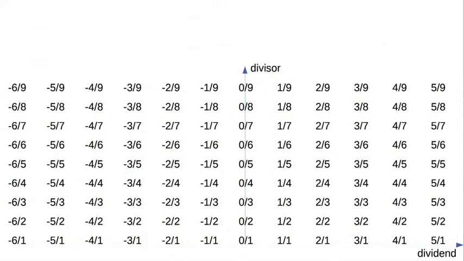We can see from left to right the dividend, which I previously called the numerator. Dividend is just the Latin term for it, is increasing by 1. And on the other axis, the divisor, or the denominator, is increasing by 1. So we get something similar to a coordinate system.